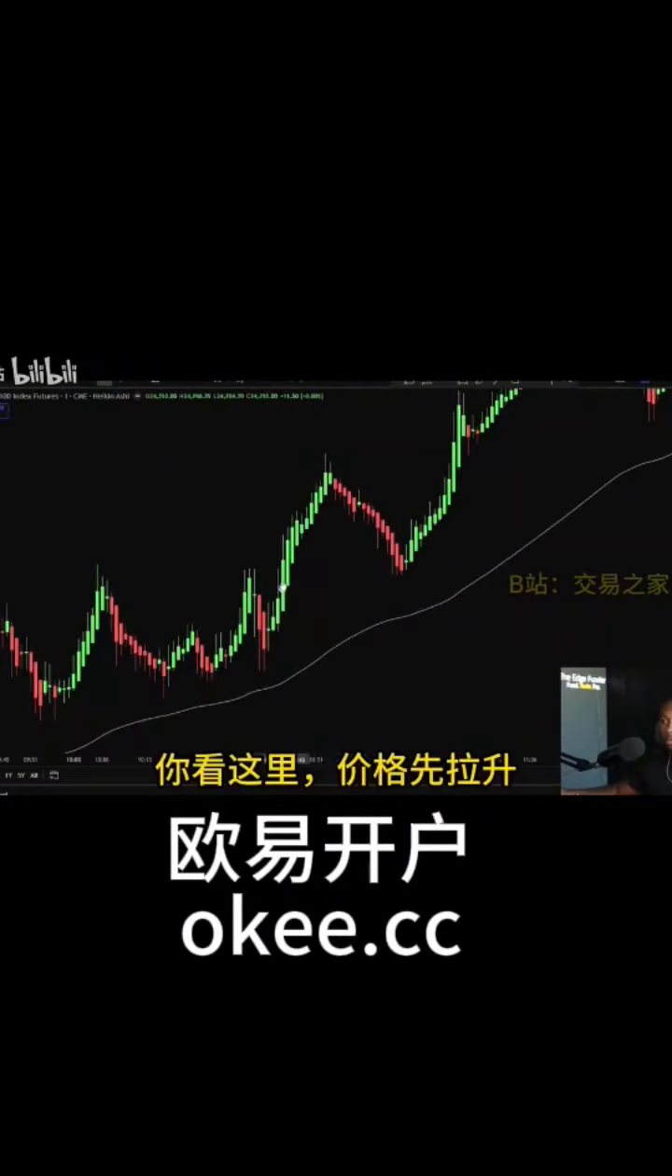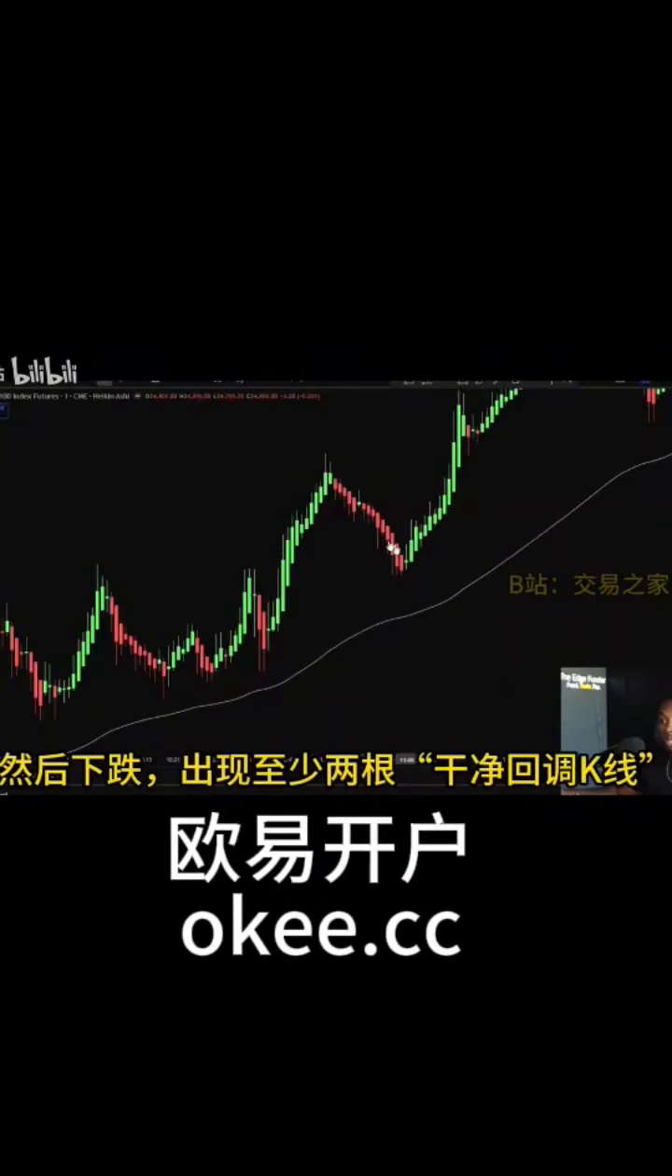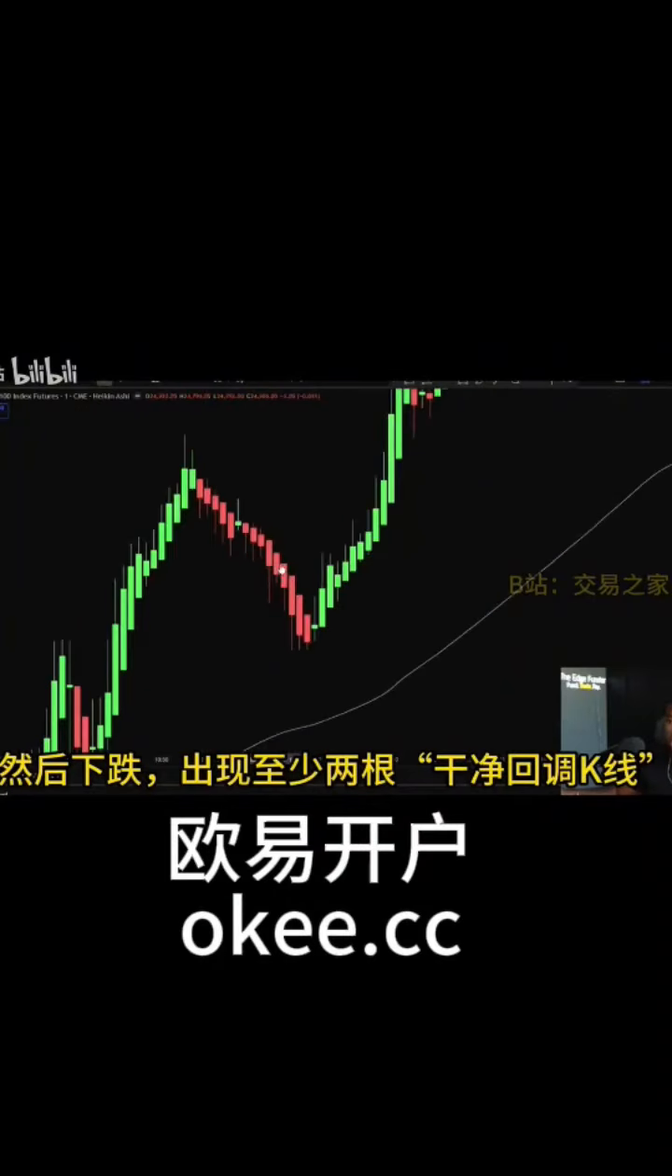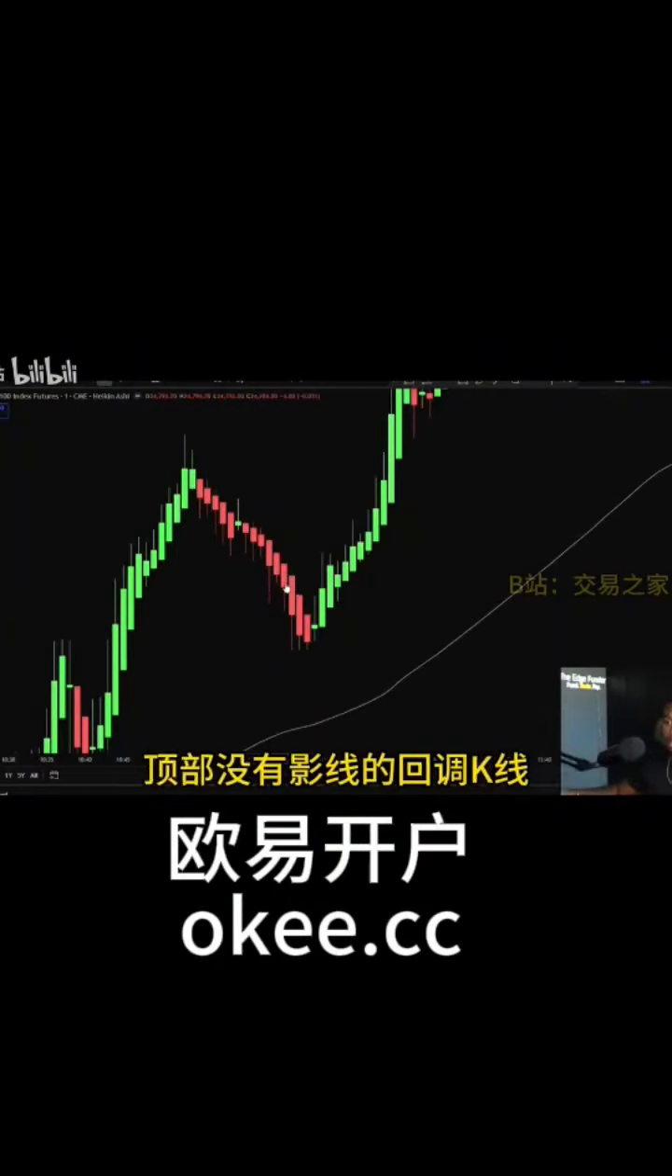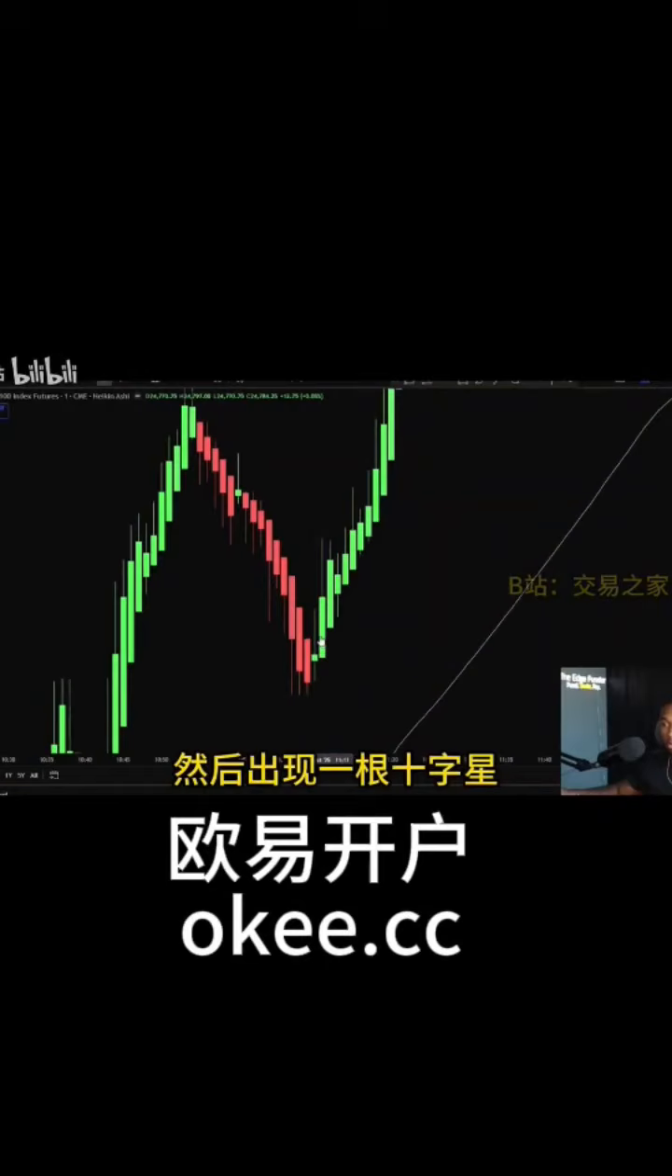So if we look here, we went up, then we sold down. We had at least two clean bearish candlesticks, basically candlesticks that have no wicks on the top. We had at least two of them. As you see, we have multiple in this pullback here. And then we got our doji candlestick.